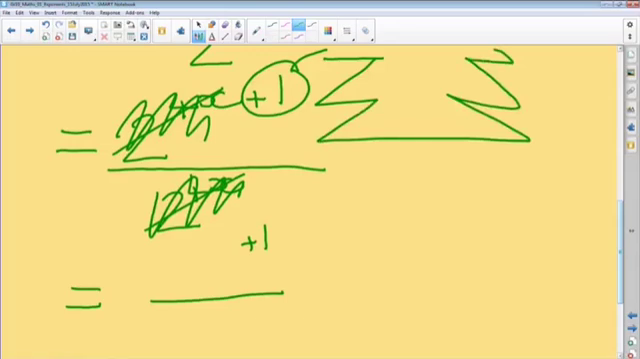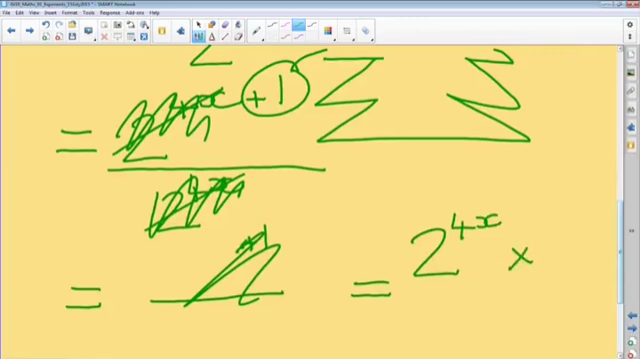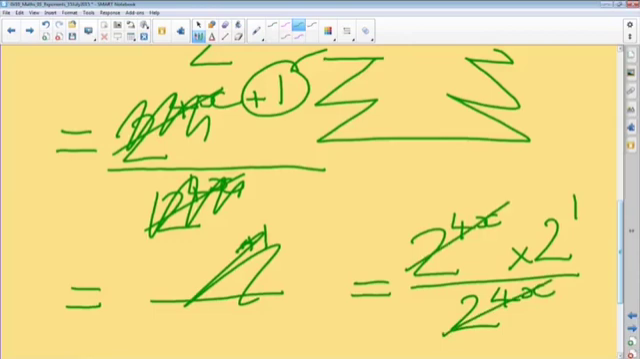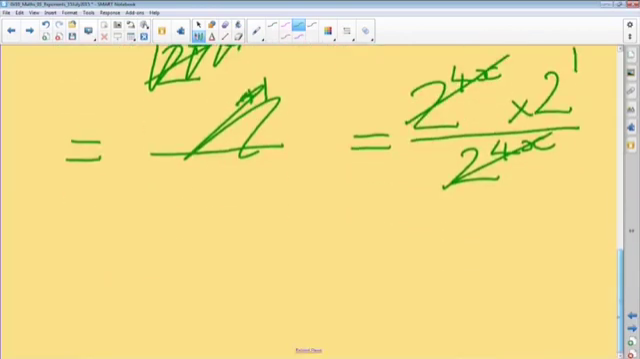We must always remember that this started off, and let's just rewrite it over here, as 2 to the power of 4x times by 2 to the power of 1 over 2 to the power of 4x. Now, if I divide it up like that, it's a lot easier to just cancel off that and get our final answer of 2.